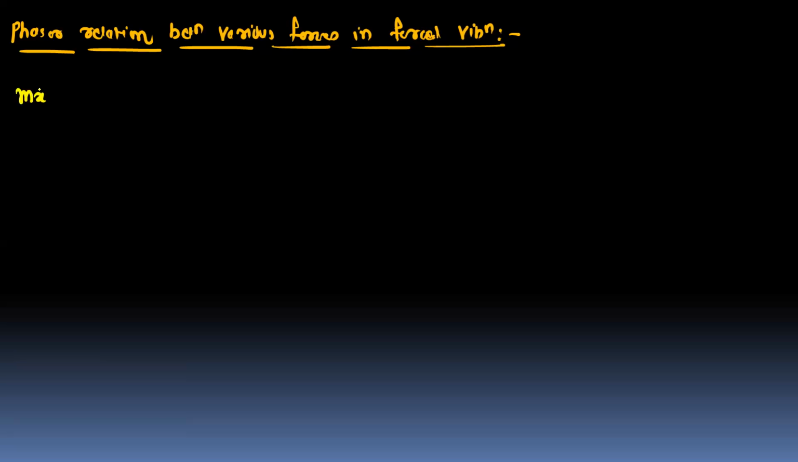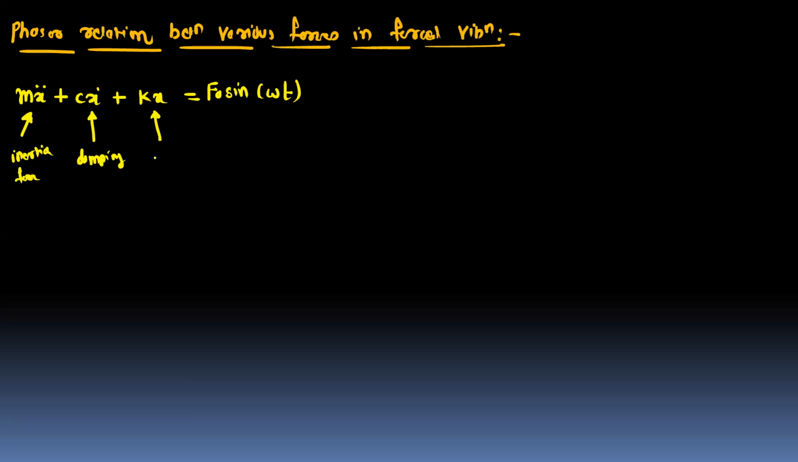Which is m x double dot plus c x dot plus k x, this is equal to F0 sine omega t. Okay. So there are a total of 4 forces. So this is the inertia force. Then this is the damping force. This is the spring force. And this is the external force of excitation. Okay.